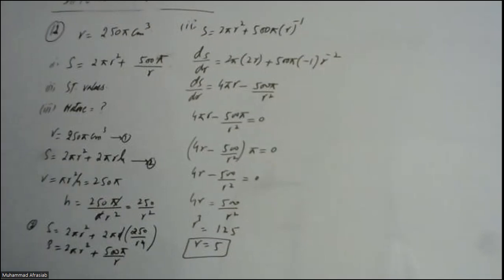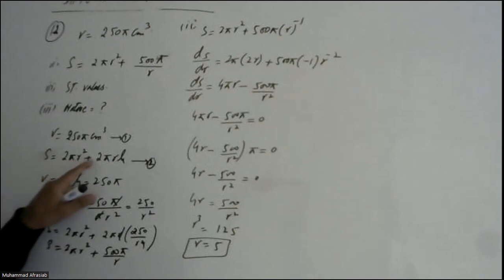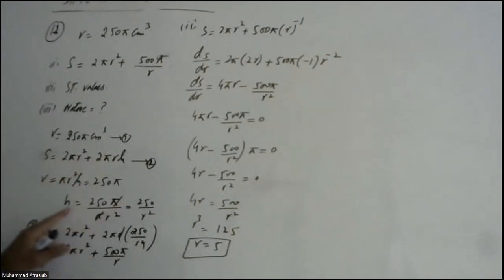Then we can find out, when r is 5, we will put it into the S there. It will be 2 pi times 5 square plus 2 pi r, and the h value is given there, 250 over r square. Then they are asking about the nature of this stationary value.